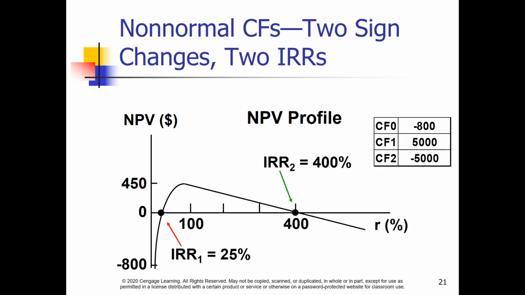At very low discount rates, the present value of cash flow 2 is large and negative, so NPV is less than 0. At very high discount rates, the present value of both cash flow 1 and 2 are low, so cash flow 0 dominates. Again, NPV is less than 0. In between, the discount rate hits cash flow 2 harder than cash flow 1, so NPV is positive. Result, 2 internal rates of return.